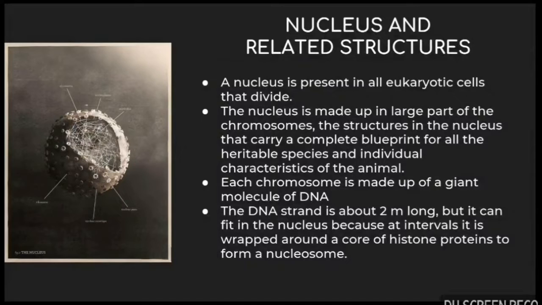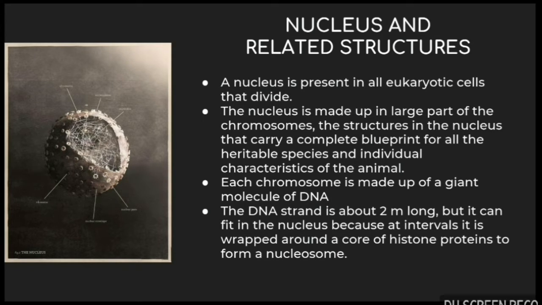Nucleus and related structures. A nucleus is present in all eukaryotic cells that divide. The nucleus is largely made up of chromosomes, the structures in the nucleus that carry a complete blueprint of all heritable species and individual characteristics of the animal. So the nucleus consists of genes which carry the characters and heritable features of a human. The nucleus consists of chromosomes, which are made up of giant molecules of DNA.